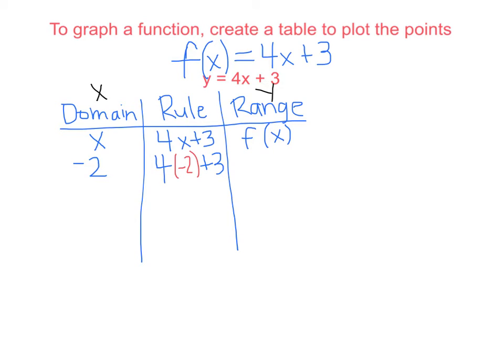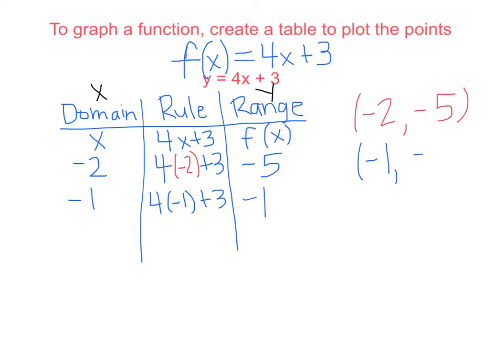-8 plus 3 would be -5. So that now I have my first ordered pair. My x is -2. My y is -5. That would be the first one I'm going to plot. Now I need some more points. I'm going to go to 5 points. So my next one's -1. 4 times -1 plus 3. 4 times -1 is -4. -4 plus 3 is -1. So my second ordered pair would be -1, -1.